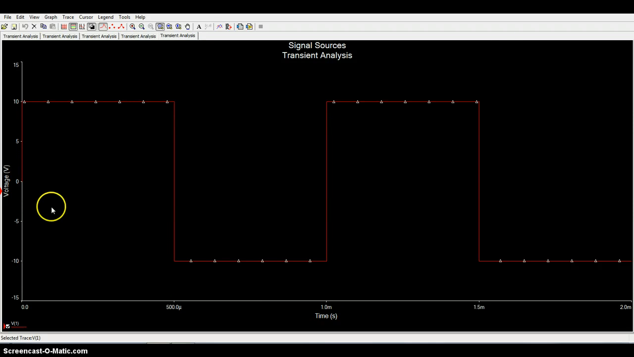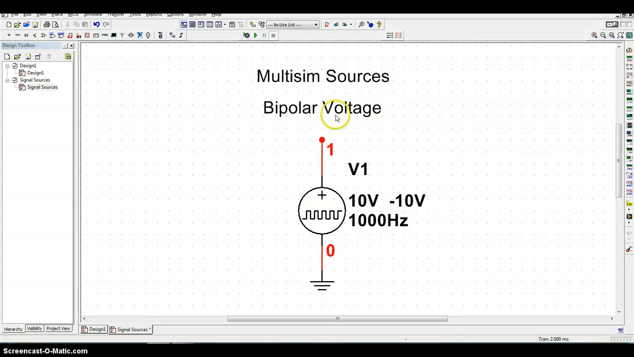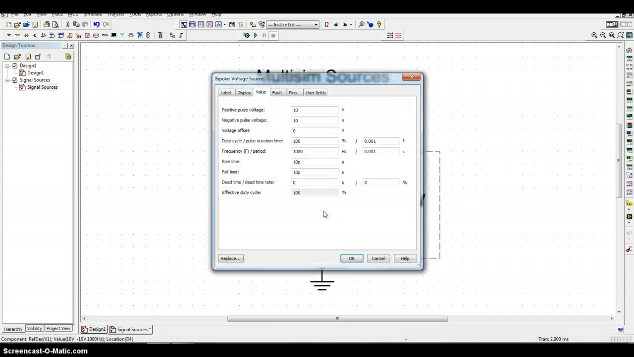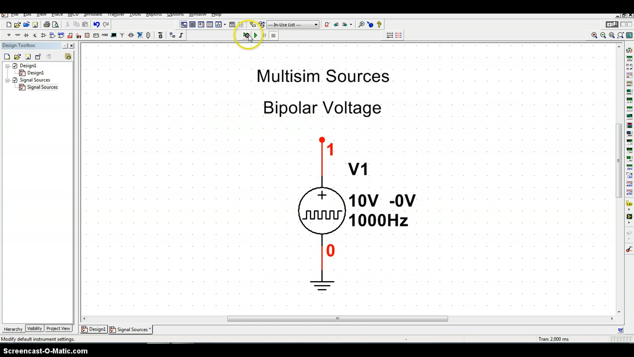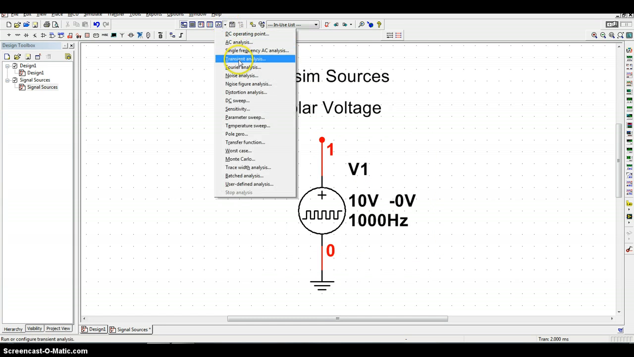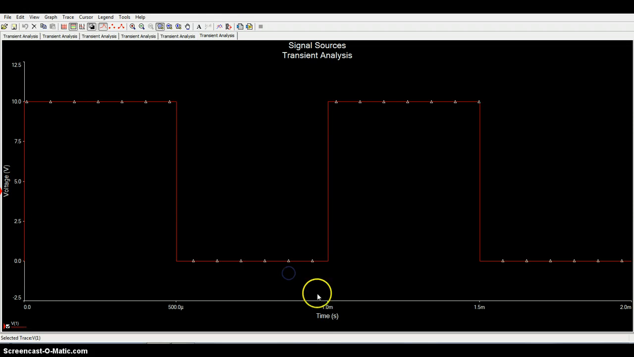Now suppose I just want a unipolar square wave. Let's go back and illustrate how we would accomplish that task. I open this up again, and this time, instead of 10 for the negative pulse voltage, I'll put 0 in, but I'll leave this at 100% and click OK. And again, transient, simulate. And now I have a square wave that's oscillating between 0 on one half cycle and 10 on the other half cycle.